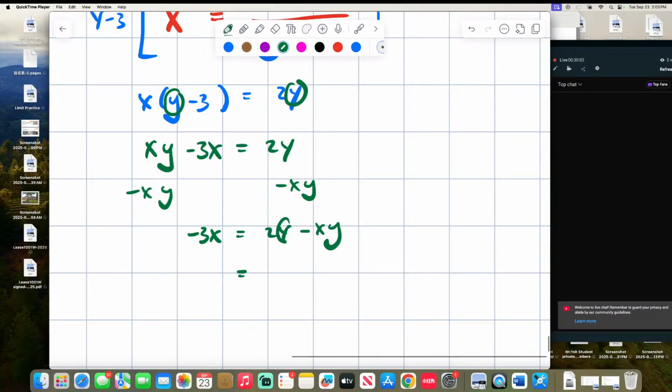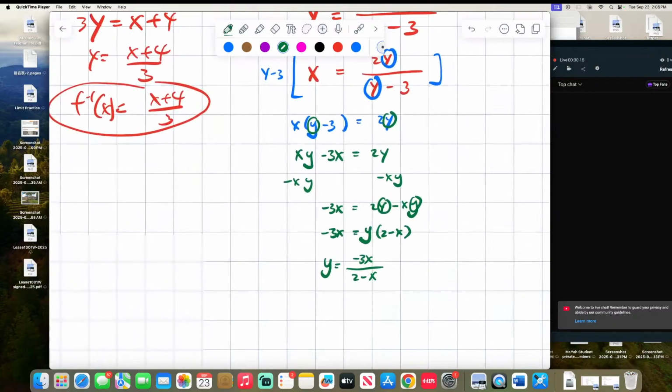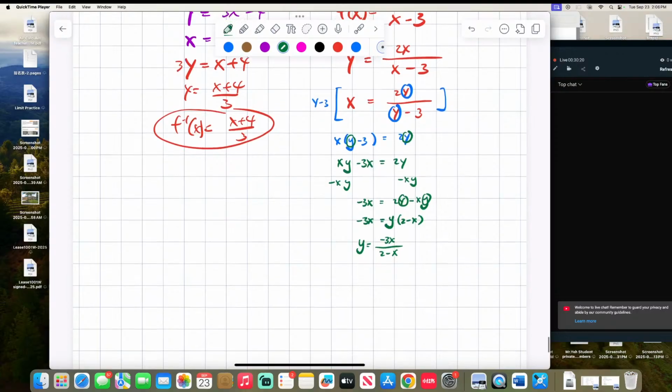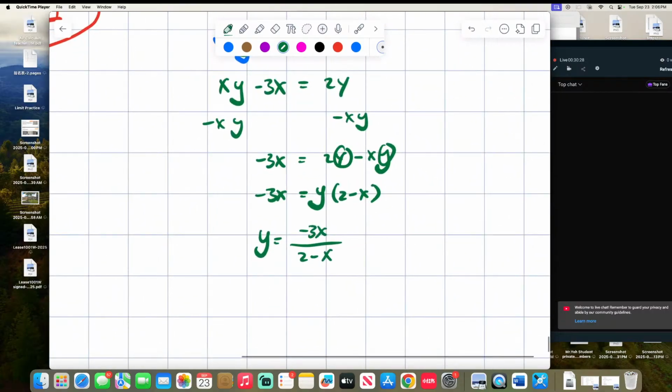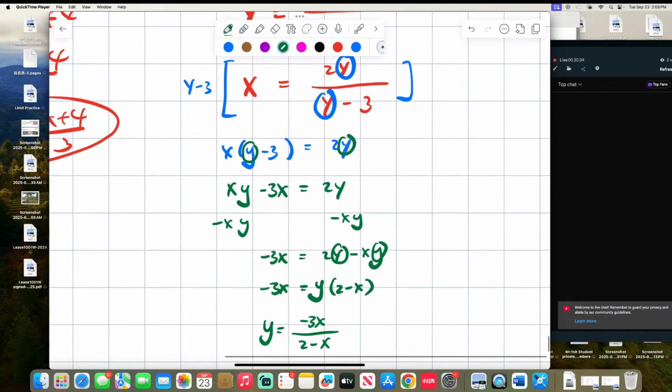Now those are two separate terms with y, so I can factor out the y. And y is equal to negative 3x over 2 minus x. Is this okay or no? Let me double check. Yeah, it's the same thing as 3x over x minus 2.